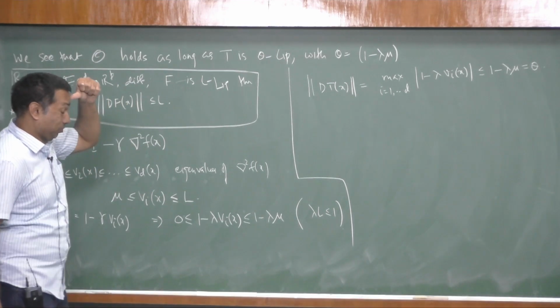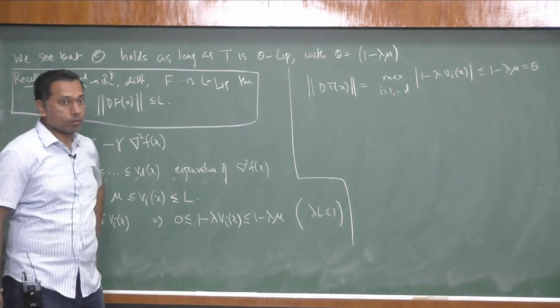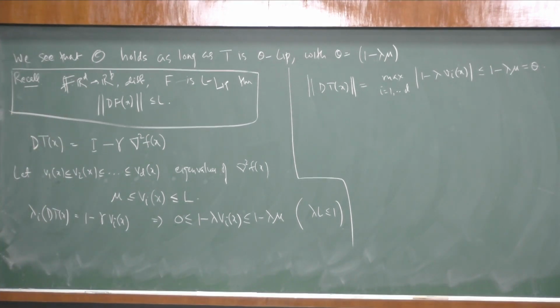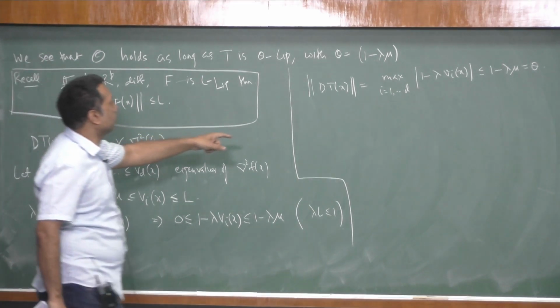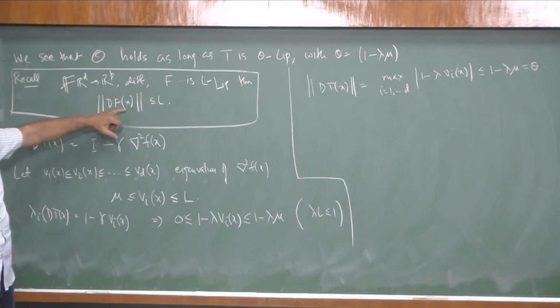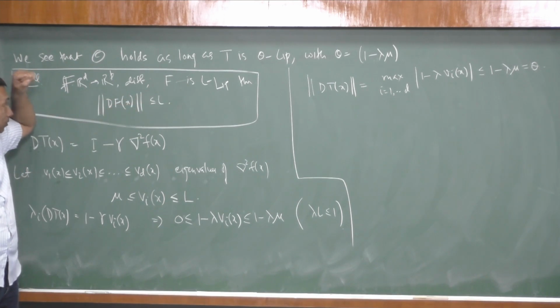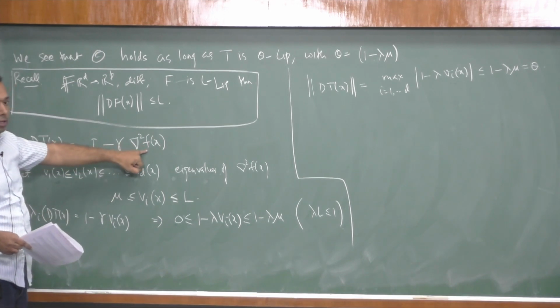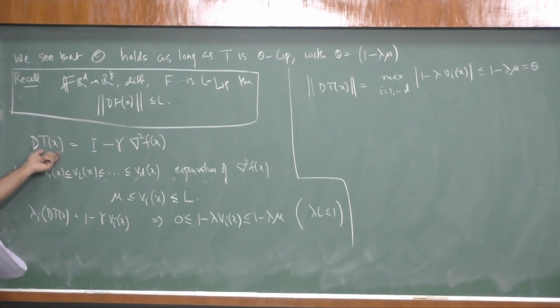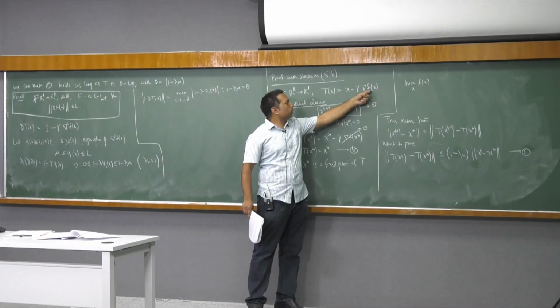So then C holds, right? Is it given in the question that lambda is less than or equal to 1 by L? Yes, it is given. So lambda L will be less than or equal to 1. The fact that T is theta Lipschitz comes from the fact that F is L Lipschitz. T is just an operator that we created out of F. So F being L Lipschitz was given to us.